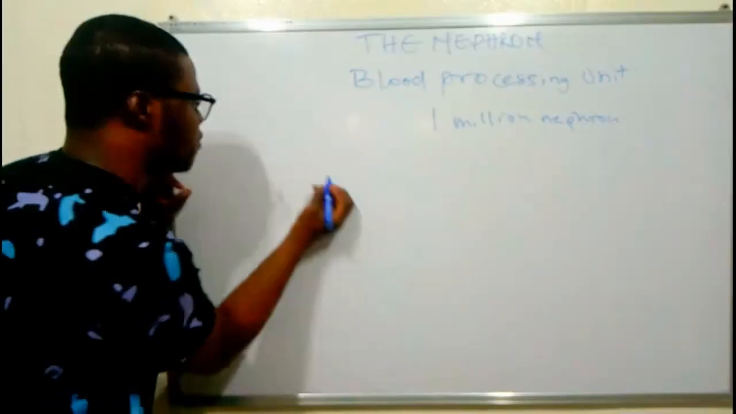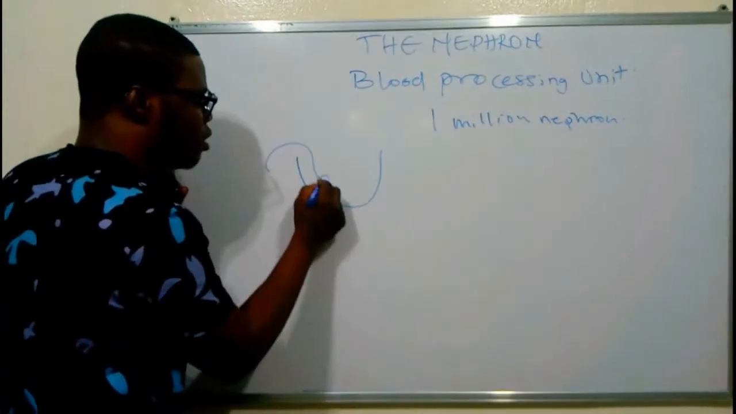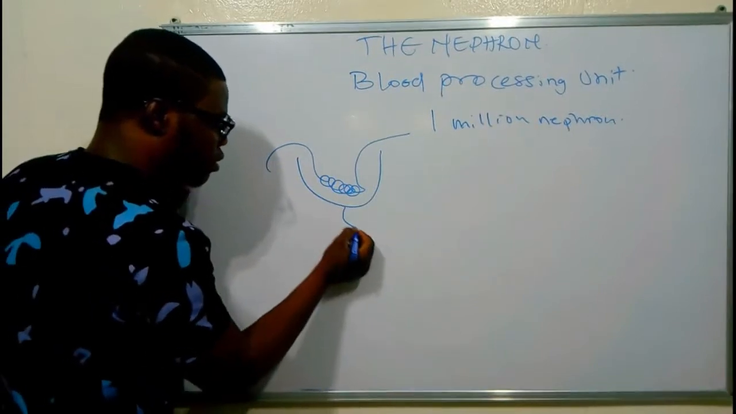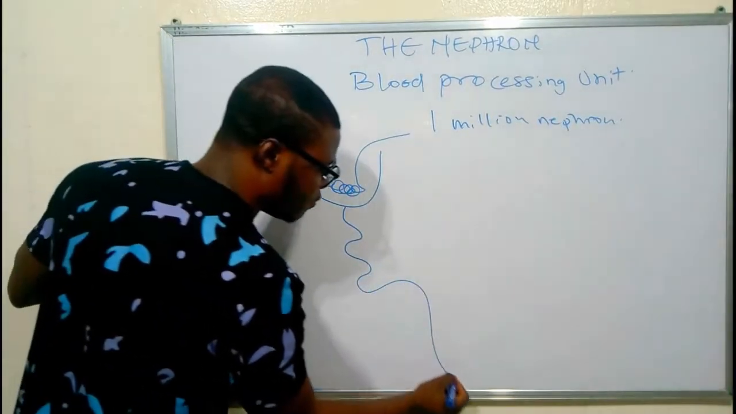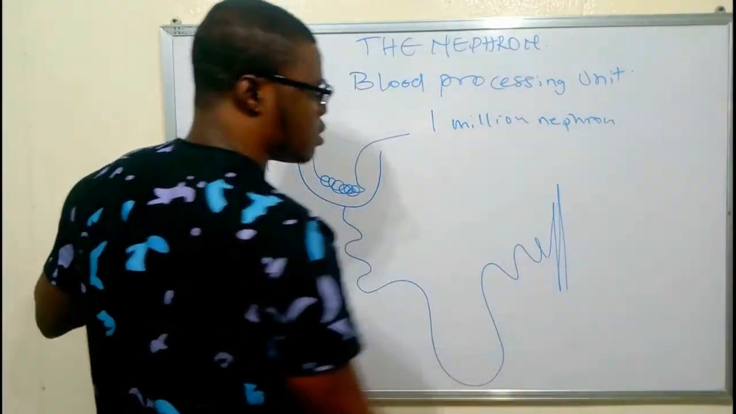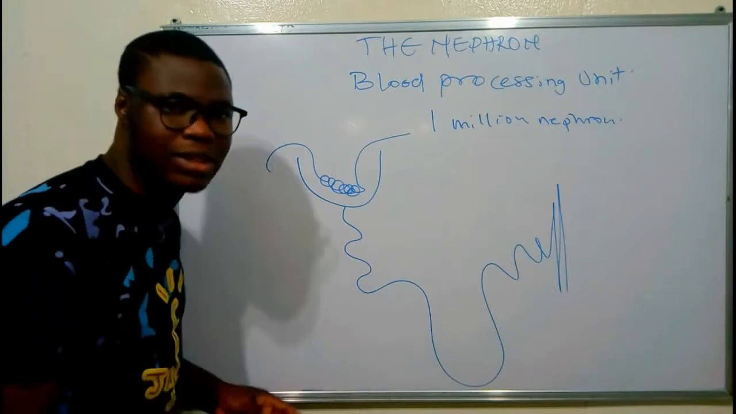Now, for the sketch of the nephron, we have a U-shaped structure right here. So we have the afferent arteriole to the glomerulus, then the efferent. Then under it you have the proximal convoluted tubule, the loop of Henle, then the distal convoluted tubule, and then the collecting duct. Now, this is not the real diagram, this is just a sketch.